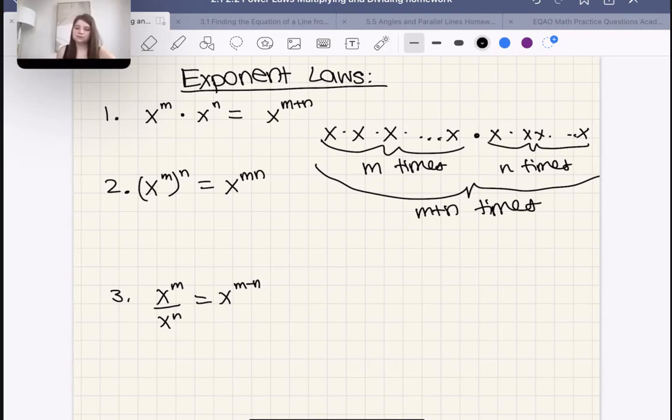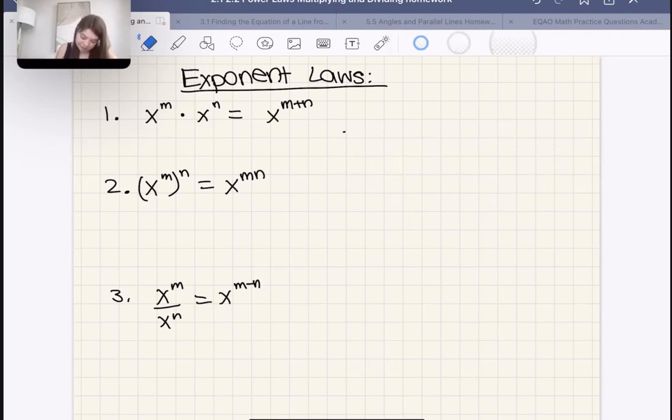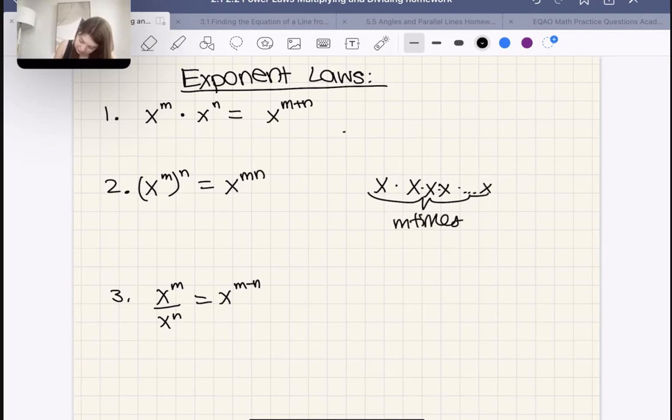Good. Okay, the next exponent law says if we have x to the power of m and then we take that number to the power of n, it's the same as multiplying our exponents, m times n. Now, why is this the case? Well, again, x to the m is just x times x times x, and so on, m times, and then we're doing that n times.